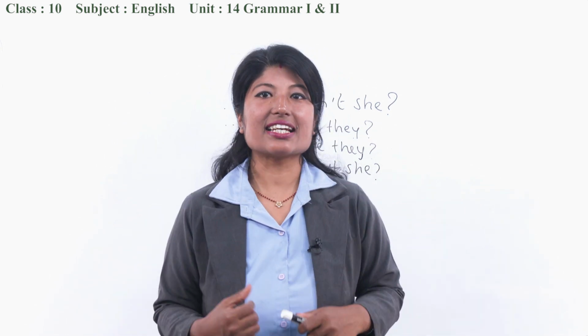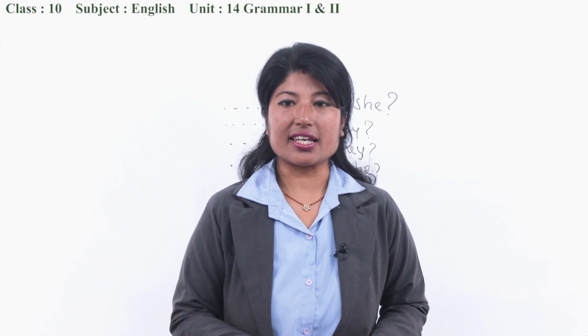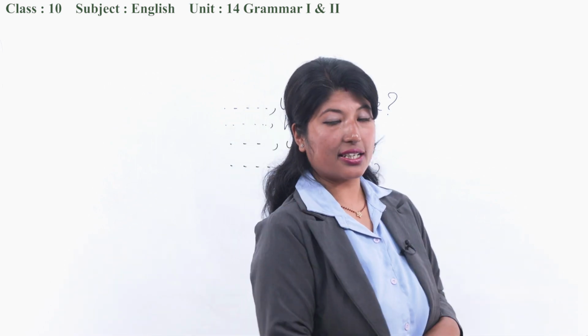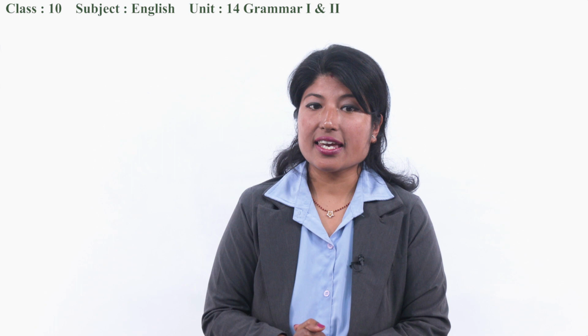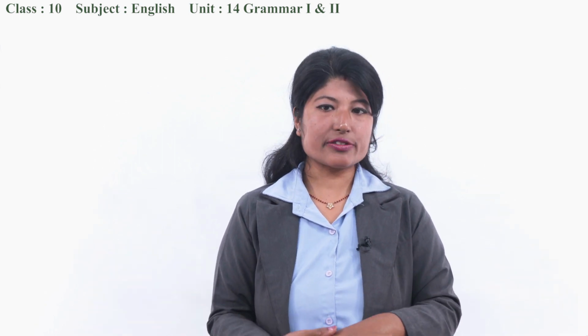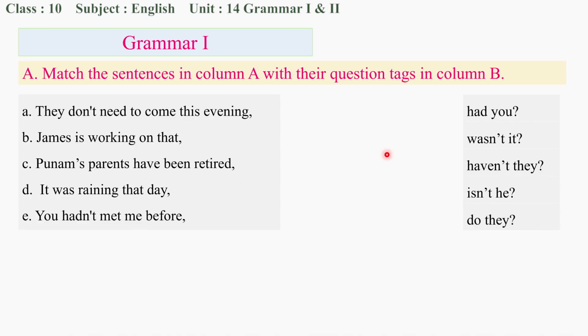So let's get into grammar I. What grammar I exercise is there? Let's go through it. Grammar I exercise A. Match the following. We have many options on our column A and column B side. In column A, there are statements, and in column B we have short questions as we discussed. What are they? Yes, tag questions that come at the end of the statement, right?